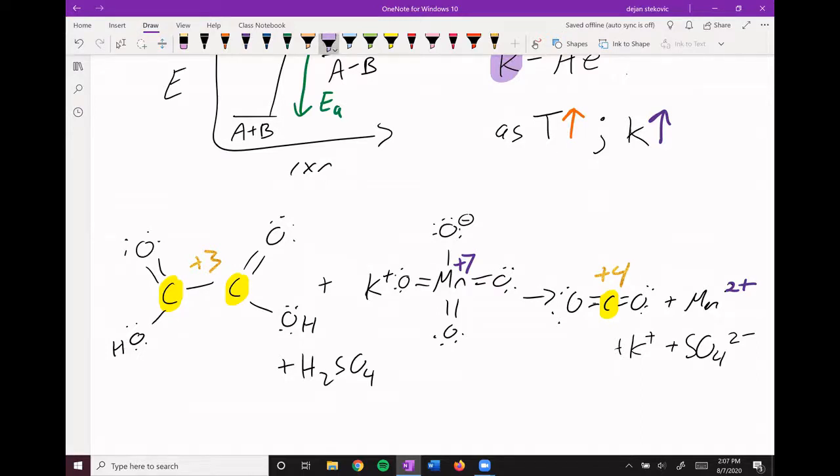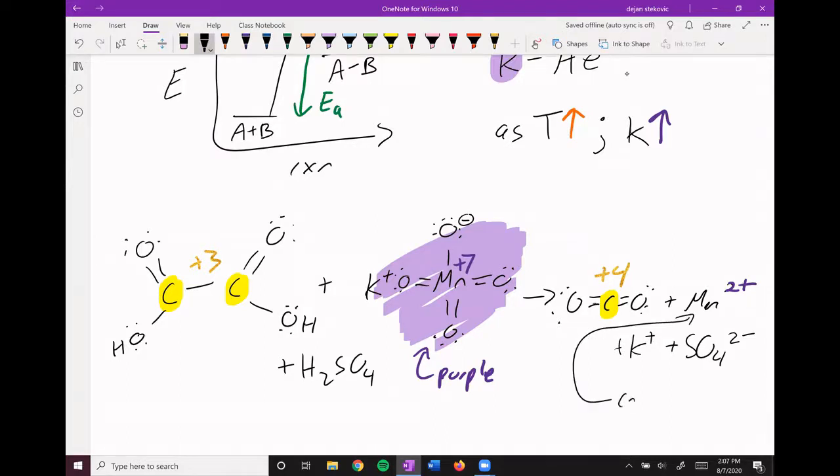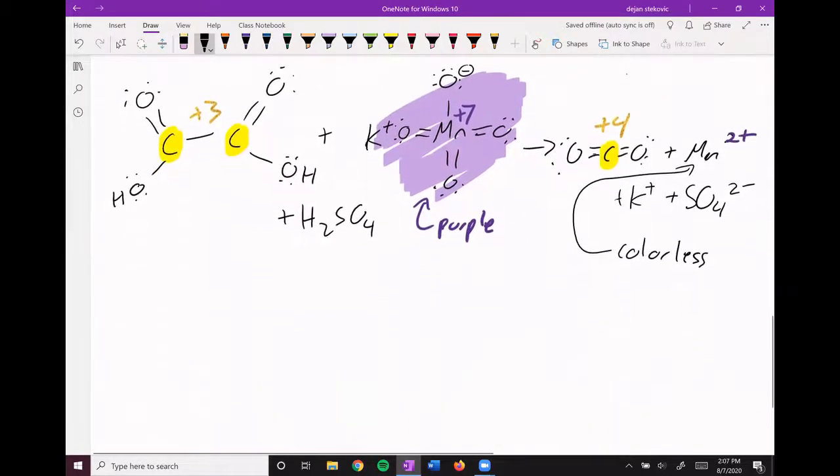And this reaction is really cool because permanganate is a really deep purple, while this manganese 2+ is colorless. And so we can tell how fast this reaction is going by observing the disappearance of this purple color. So it's gonna go from purple to clear, looks super cool.